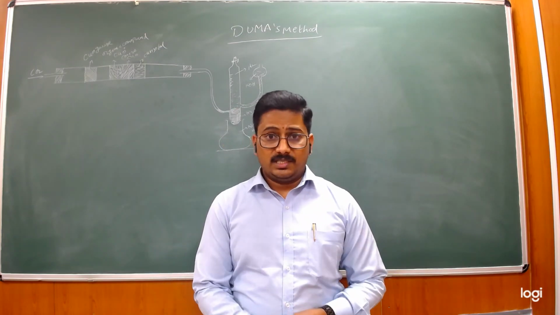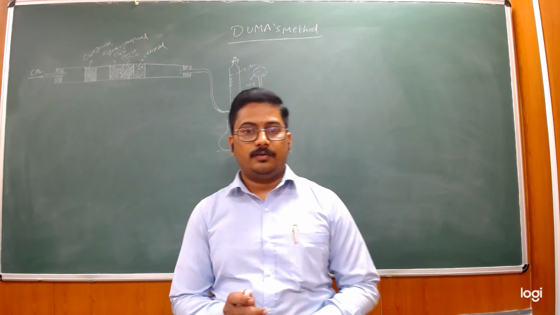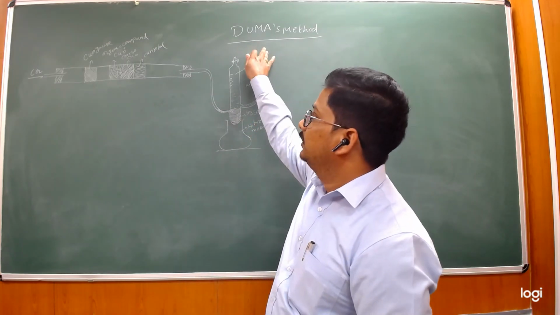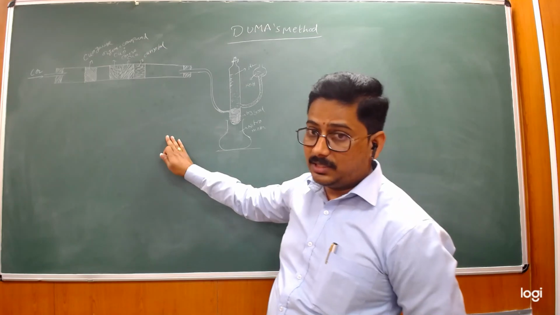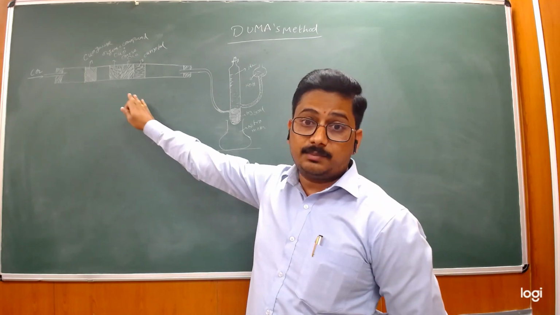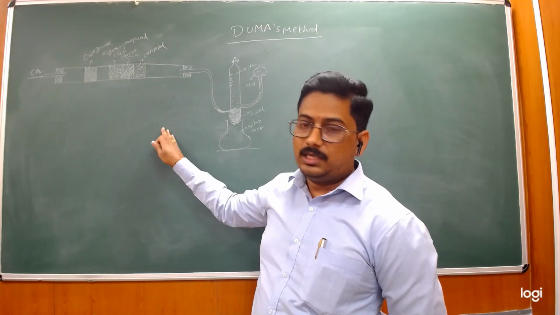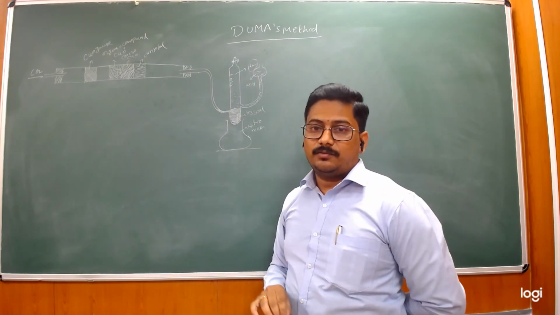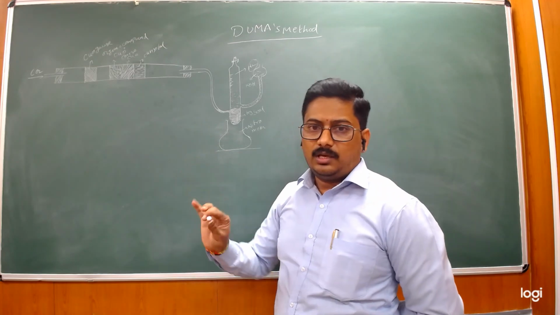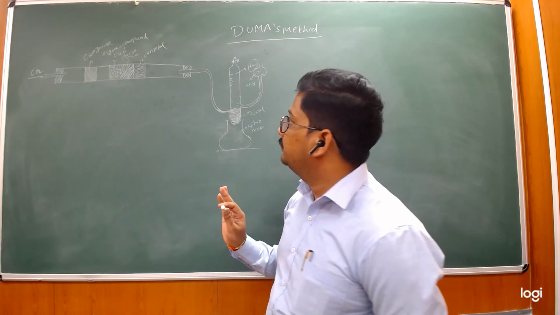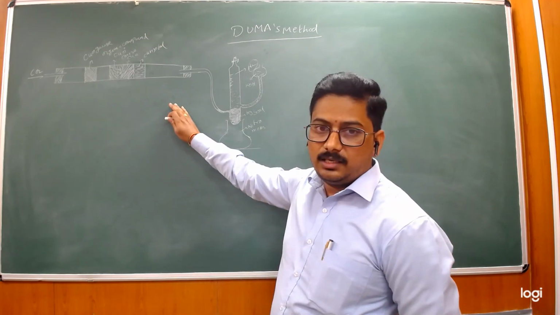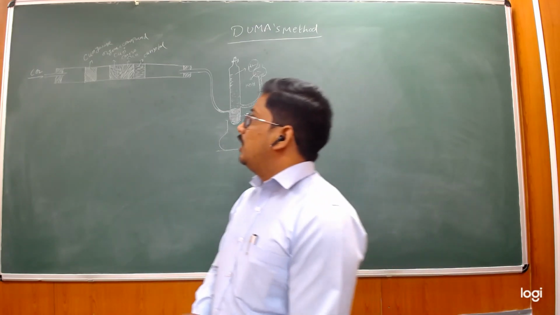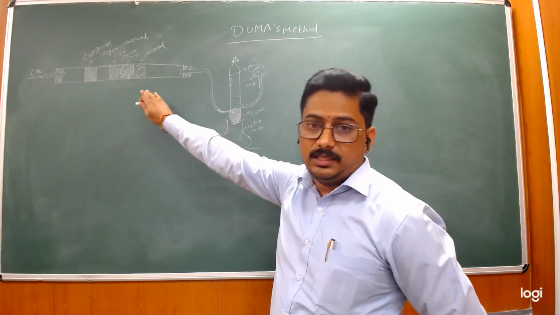Today I'm going to discuss an important method for the estimation of nitrogen, that is Dumas' method, as you see here. This is a diagram of the experimental setup for finding the amount of nitrogen and the percentage of nitrogen in the organic compound. It is a very easy thing, and the calculation is also very easy. First, let me explain this diagram.